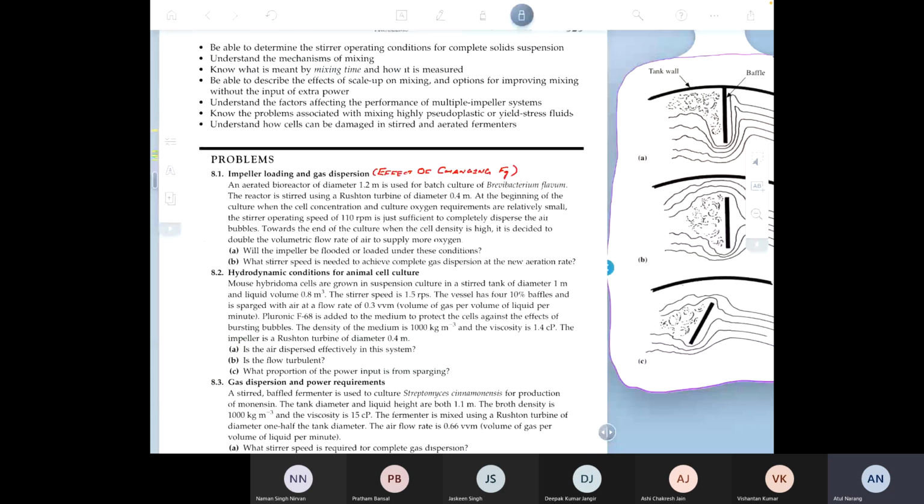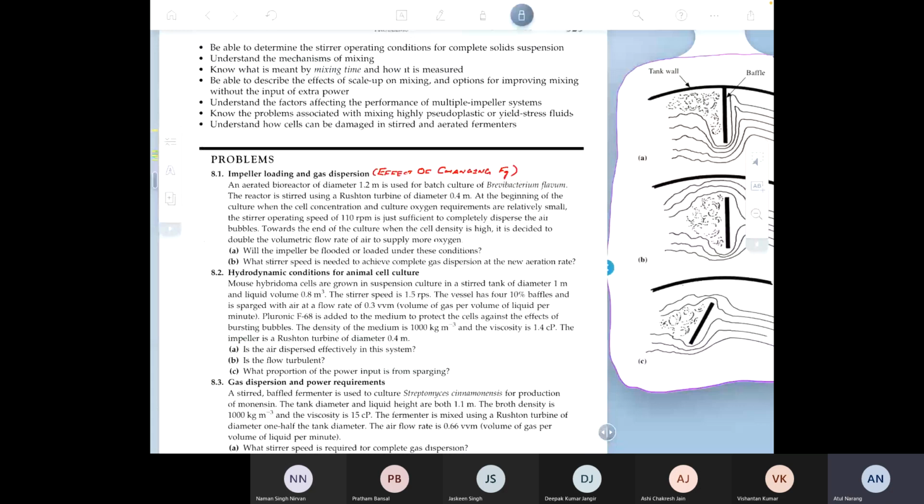So then you are compelled to increase the gas flow rate in order to make sure that the high cell density is compensated by a higher availability of oxygen. So that's what this problem is about. I will ask you to do this on your own. An aerated bioreactor of diameter 1.2 meters is used for batch culture of some strain. The reactor is stirred using a Rushton turbine of diameter 0.4.